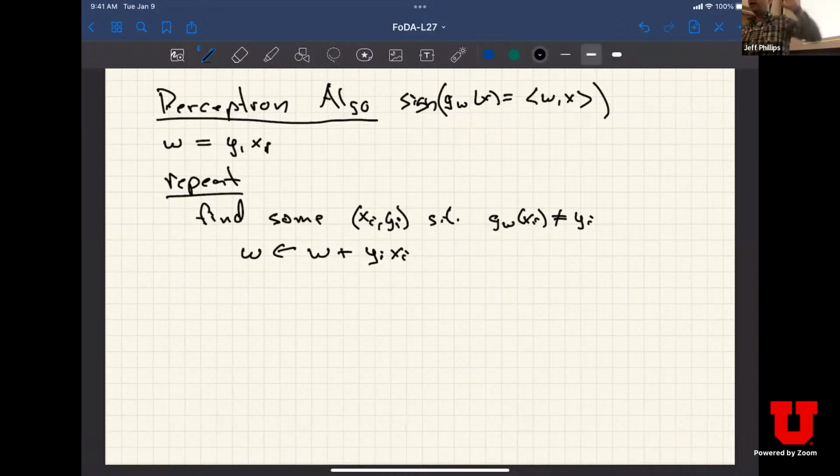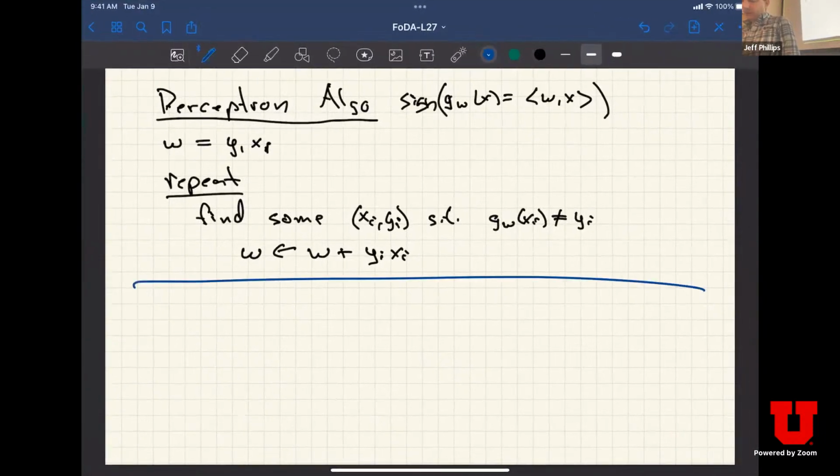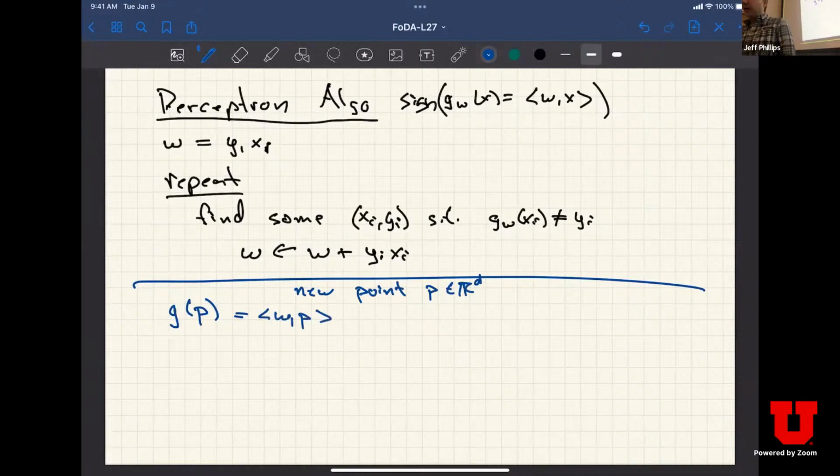The key insight here is about writing g. For a new point we want to predict, I'm going to use p to distinguish it from the x's, which makes the notation a little easier. We write g_w of p equals w dot p. We learn this w, then evaluate it and check the sign of this.